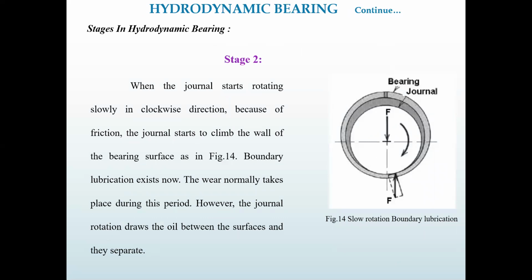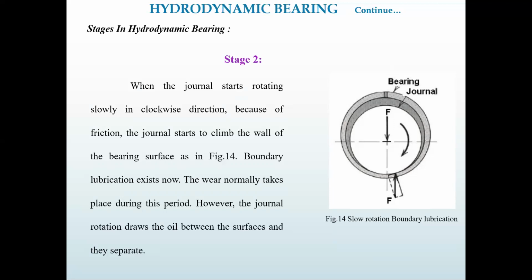Here we have started rotating the journal slowly in the clockwise direction. Because of friction, the journal starts climbing the wall of the bearing surface, as shown in figure number 14. Boundary lubrication exists here, and wear normally takes place in this condition at the region where metal to metal contact occurs. The general rotation draws the oil film between the surfaces and this separates them.